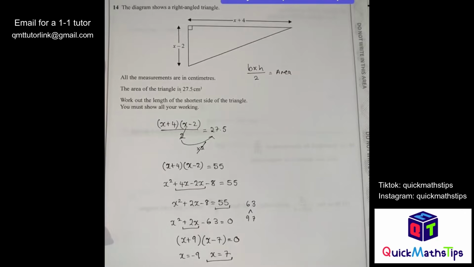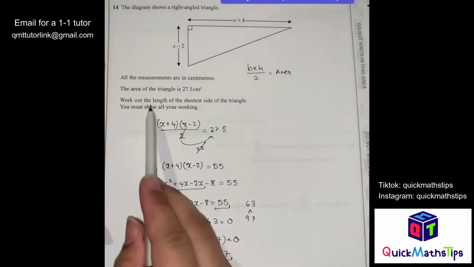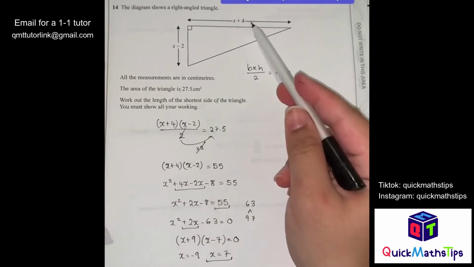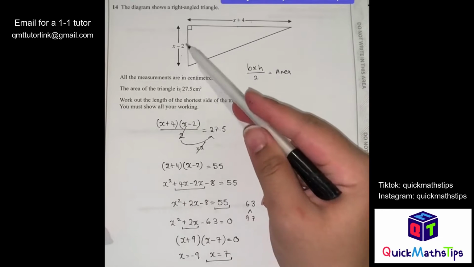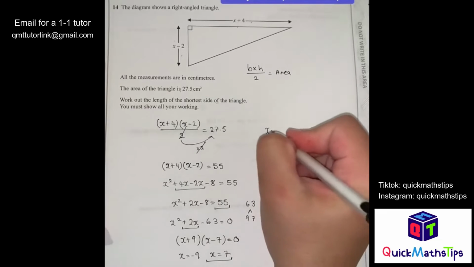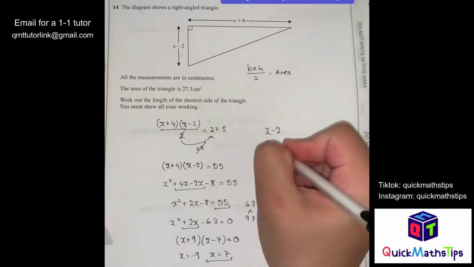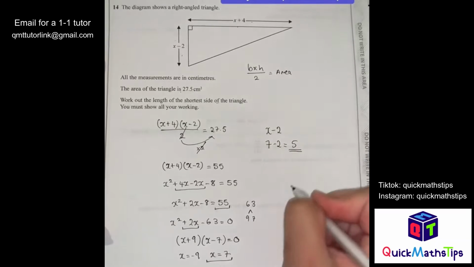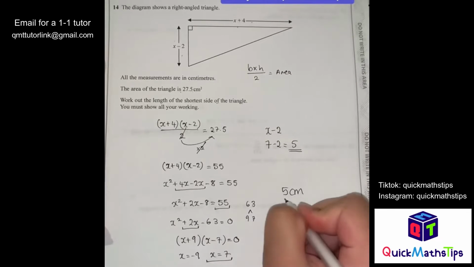Now what is the question asking you? So you don't stop there, because the question is asking you what is the length of the shortest side. So I've got x plus 4 or I've got x minus 2. So x minus 2 is going to be the shortest side. So in place of x, replace it with 7. So 7 minus 2 is equal to 5. So the shortest side is going to be 5 centimeters.